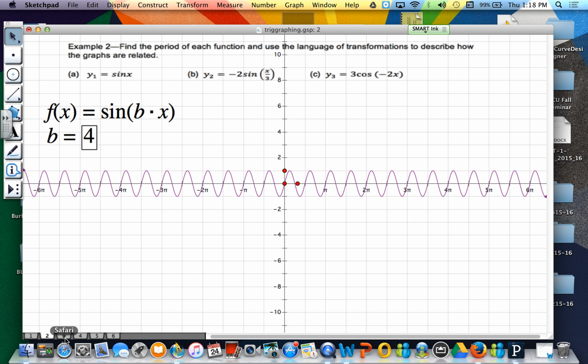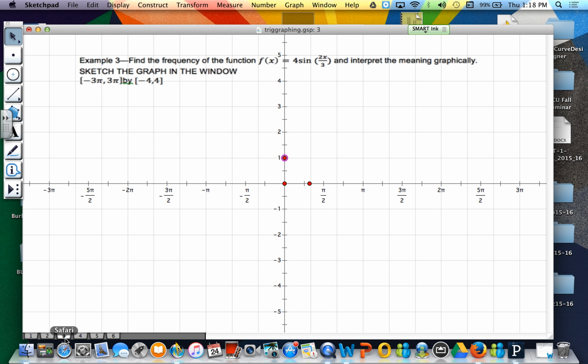Now, the next set of problems involves the frequency. The frequency of a sinusoid, as stated in the directions, is the number of complete cycles the wave completes in 1 unit interval. Therefore, if you like formulas, the frequency is always the absolute value of b divided by 2 pi. So for example 3, find the frequency of the function 4 sine of 2x divided by 3 and interpret the meaning graphically. What would the frequency be? What is our b?